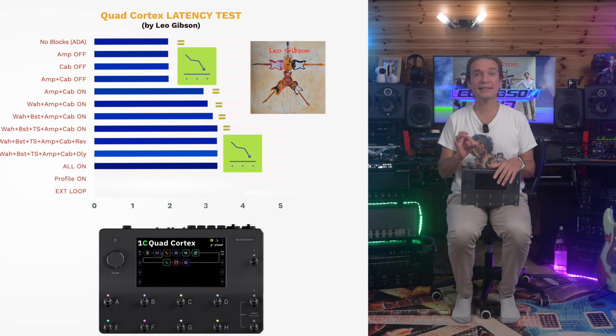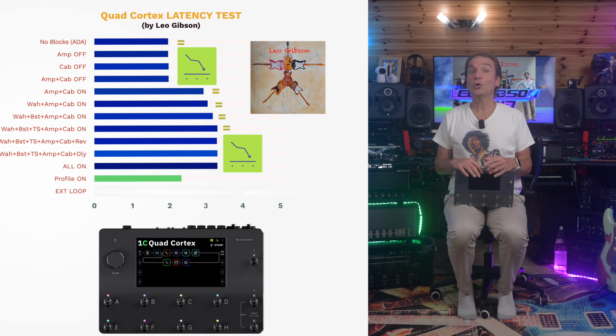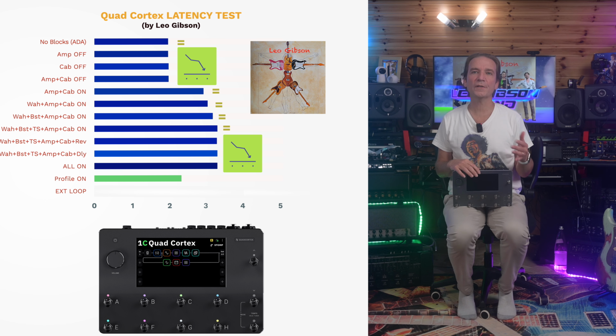I mean, time effects now do not increase latency, or at least the delays and reverbs I have tried. And this is nice. If now we substitute the amp and the cab blocks with the profile of an amp, the values change. With just the profile we have 2.1 milliseconds versus the 2.3 of the old firmware and versus the 3 of the amp and the cab. So here we have a little improvement over the old firmware, and it is confirmed that the profiles are a little bit more efficient in terms of latency compared to the amp and the cab blocks.